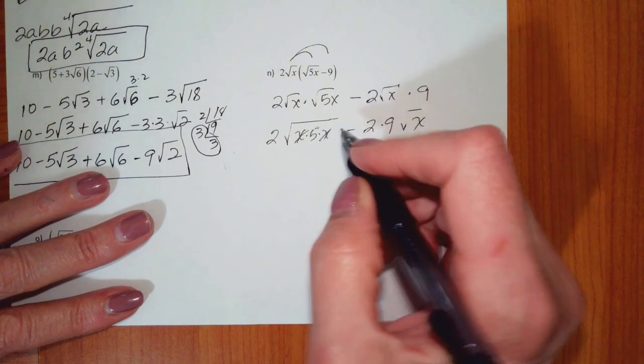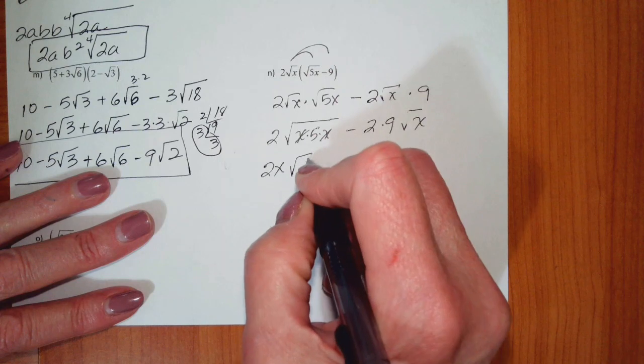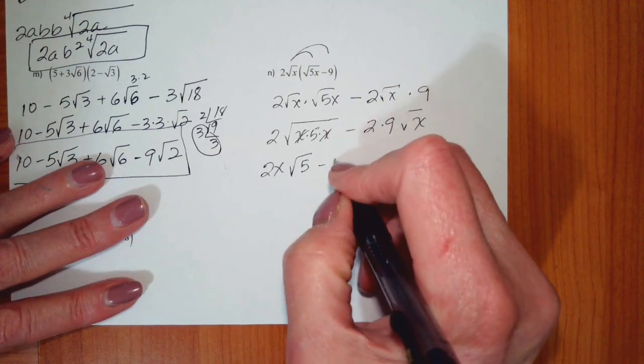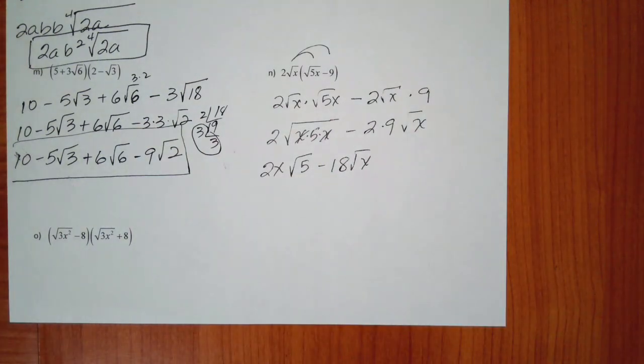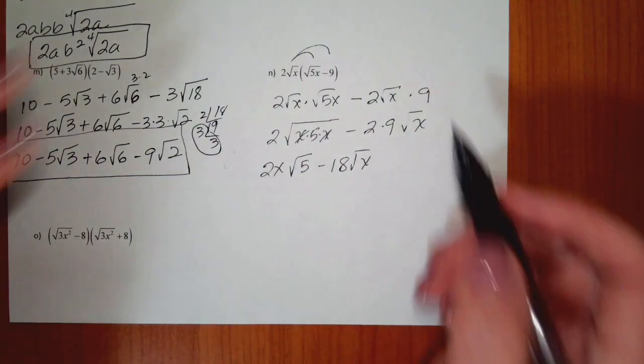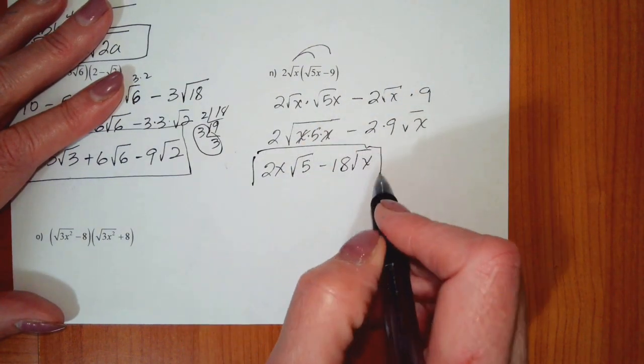Okay, well I have two x's here, so I can pull that out, so this becomes 2x times the square root of 5 minus 18 times the square root of x. These are not like terms, so I can't do anything with them.